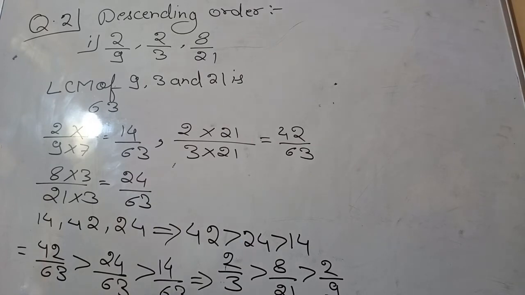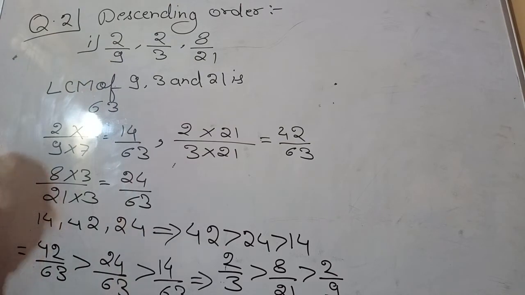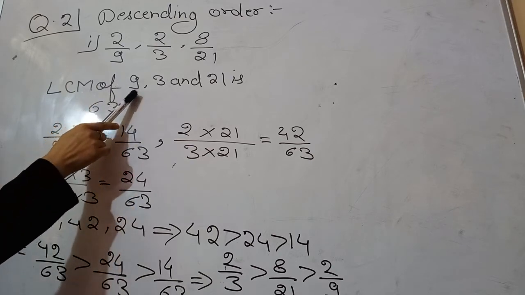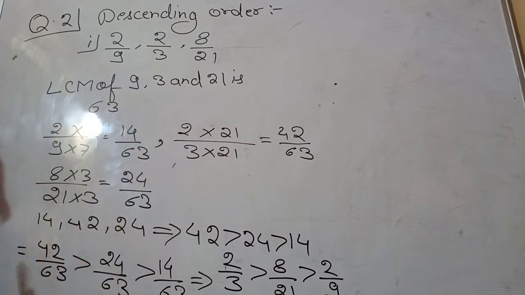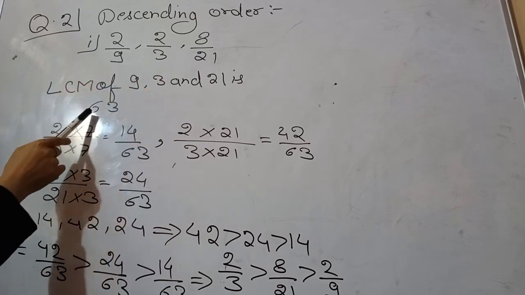Now see what is given in the second question. We have to arrange the given fractions in descending order. So the first thing in this type of question, see all the denominators are different from each other. So we have to find the LCM of the denominators. The LCM of 9, 3 and 21 is 63. After getting the LCM, we have to see what number should be multiplied in the numerator and denominator to make it 63. Or we can say what we should multiply in the denominators to make it 63.